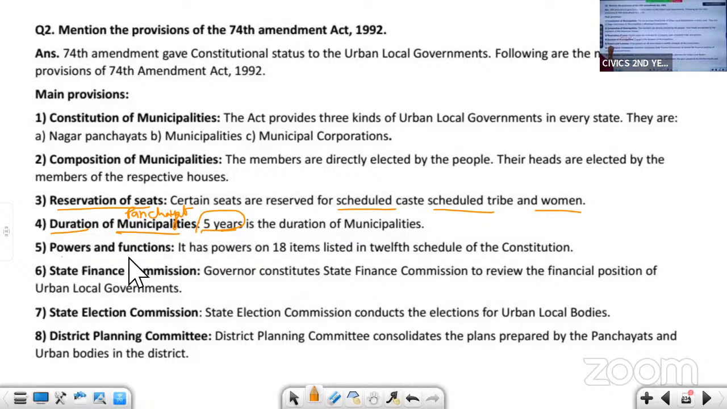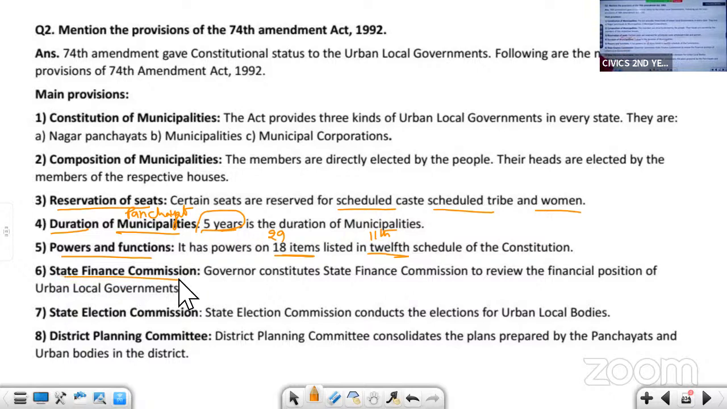Then powers and functions. It has power on 18 items. Under the 74th Amendment Act, urban government gets power to make laws on 18 items in the 12th Schedule, whereas rural government has powers on 29 items under the 11th Schedule. Under the 11th Schedule. Then same you can write.